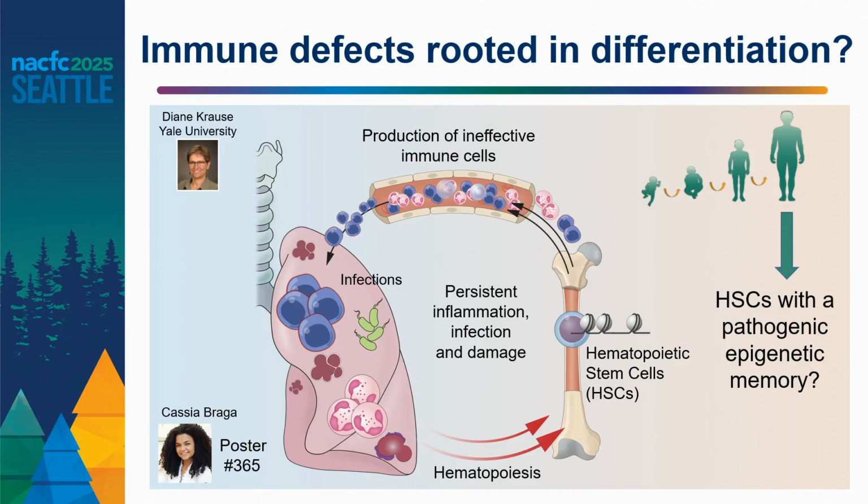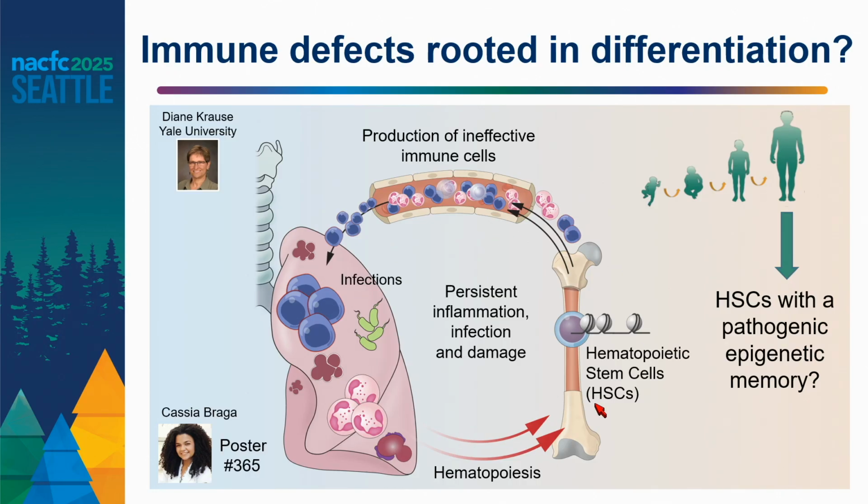But really, we are interested in looking at how chronic inflammation is cross-talking with the hematopoietic stem cells. Those are the cells that are producing all blood cells, including the immune cells, over time, right? And so we know that chronic inflammation is inducing changes in these hematopoietic stem cells. And as Cassia is presenting in her poster, when we look at epigenetic changes by ATAC-seq in hematopoietic stem cells of CF mice compared to wild type, after chronic exposure to lipopolysaccharide, we see major epigenetic changes that are related to the production of ineffective immune cells.